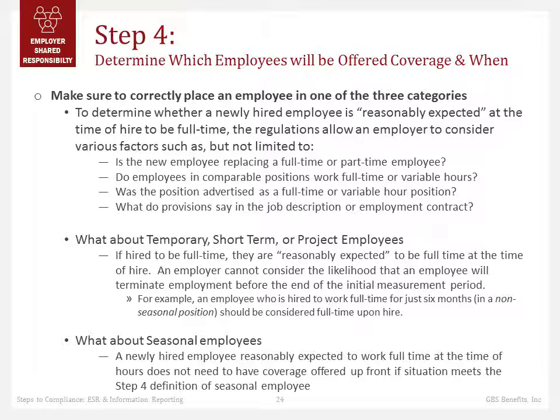In other words, they would not be put in that category of reasonably expected to be full-time, even though they are going to be full-time. They would be put in that middle category, which is not reasonably expected to be full-time at the time of hire, just because it's a seasonal employee exception, and that's just how they set it up.